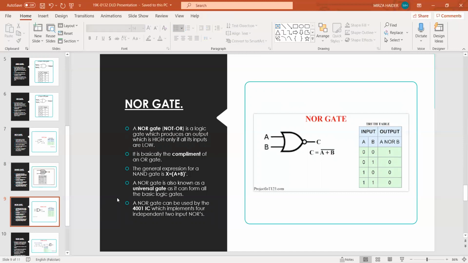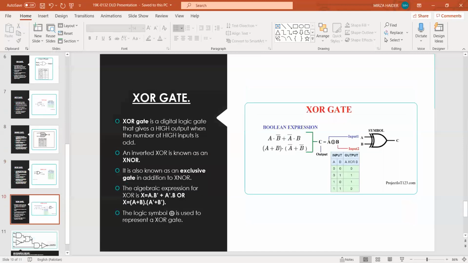Okay, so if we look at the image, we can see the basic representation of the NOR gate and its truth table. In the truth table, we can see that it will only give a high output if and only if both of its inputs are low. Otherwise, if there is even a single high input, then its output will always be low. The next gate that we're going to discuss is the XOR gate or the exclusive OR gate.